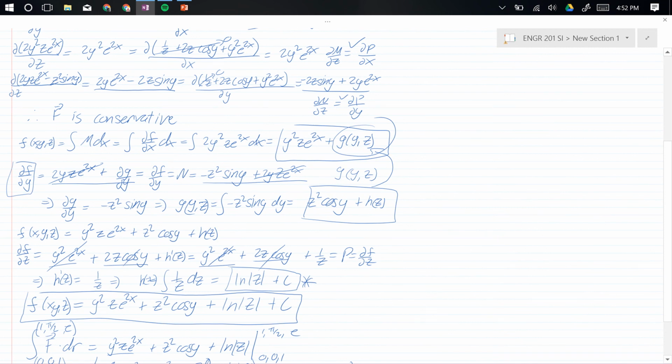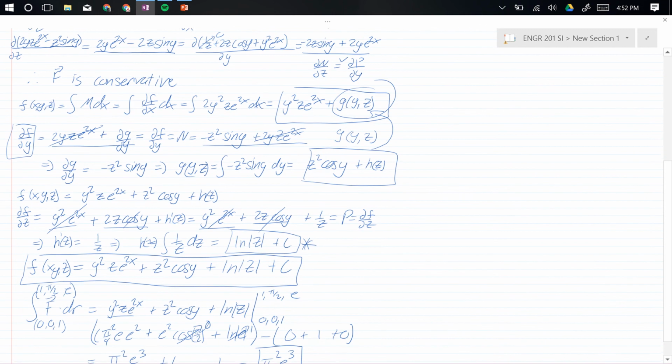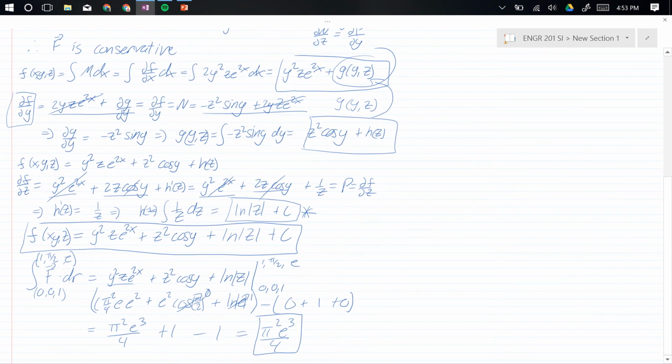So we take the integral of the partial of g with respect to y, and you have to account for some function of z plus a constant you don't know. You just keep doing this over and over until you get down to your final function plus a constant. Then you can plug them all back in. So this is h sub z, so this goes into h sub z. This is g of y, z, and that goes into your g of y, z. So now this is how you get your f of x, y, z.